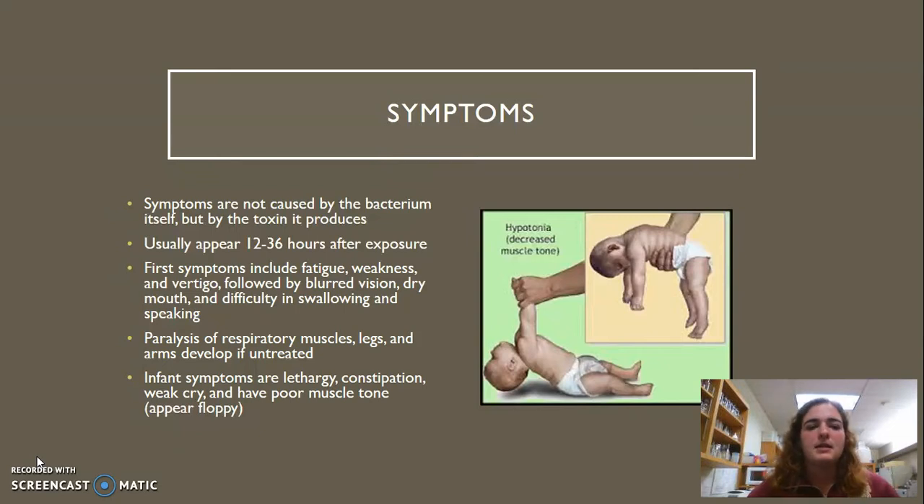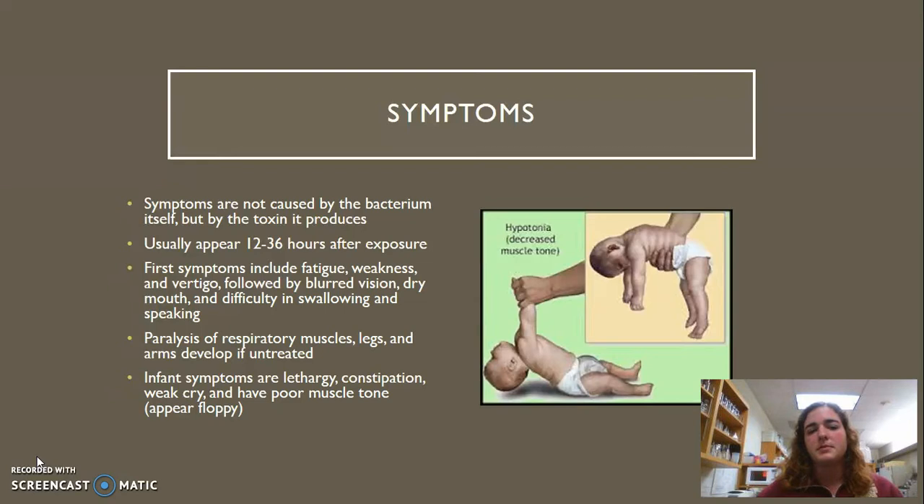So the symptoms of this disease are actually not caused by the bacteria itself, but rather the toxin that it produces. And so because it's a neurotoxin, it affects nerve cells. And so the first symptoms that start to appear are fatigue and weakness and vertigo, followed by the blurred vision and dry mouth and difficulty in swallowing and speaking, anything that's controlled by nerves, basically, especially motor nerves. These symptoms usually appear 12 to 36 hours after exposure, but there's a larger time period that they can appear in. That's just a little bit less common, anywhere from 6 hours to 10 days, depending on the manifestation, but it's usually 12 to 36.